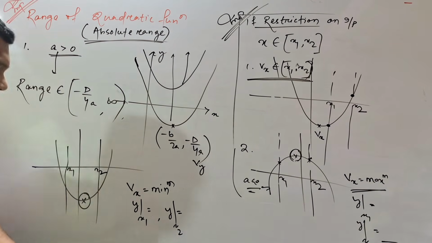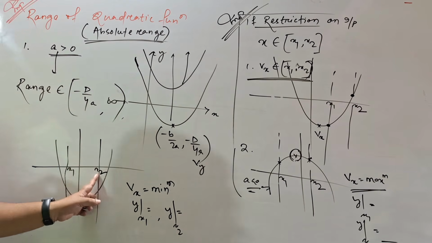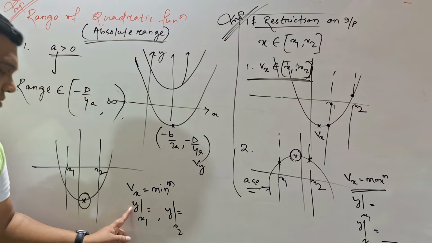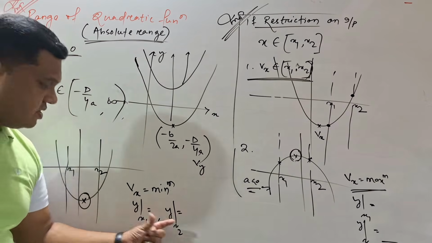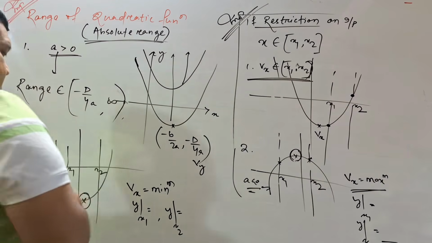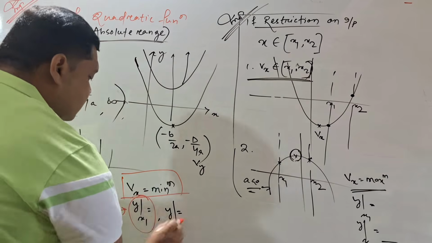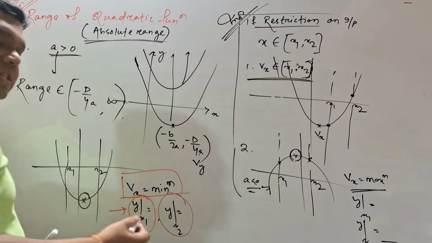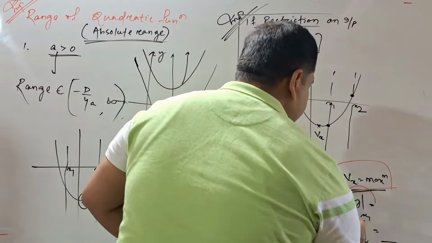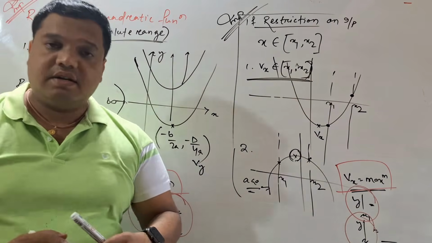And who will decide the other value here? Now x1 and x2. The y value at x1, the y value at x2, that will decide my maximum value. Whichever is bigger, that is nothing but my maximum value. The minimum value the vertex will decide. For the maximum value I have to find this one and this one, and whichever is bigger will give me the maximum value. Similarly, here the vertex will give me the maximum value, and the y value at x1 and y value at x2 will decide my minimum value. Do you understand now?